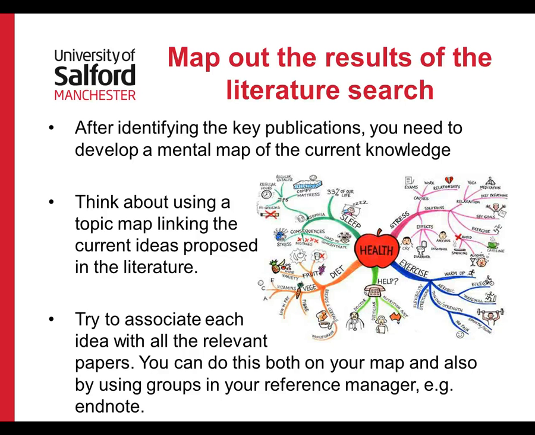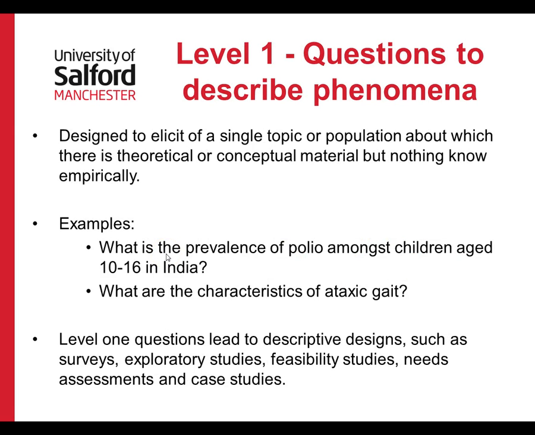Once you've done that, I would suggest using a reference manager, something like EndNote, to organise your references along the different ideas within your topic. So, you're now in a situation where you have defined the scope and boundaries of your problem, you've identified the key papers, and you have some sort of mental map which tells you about all the ideas across your field.